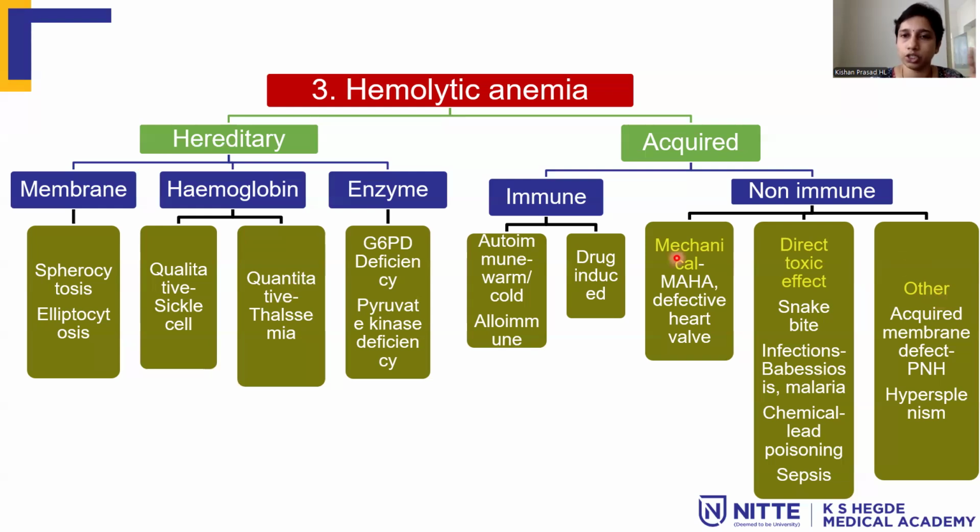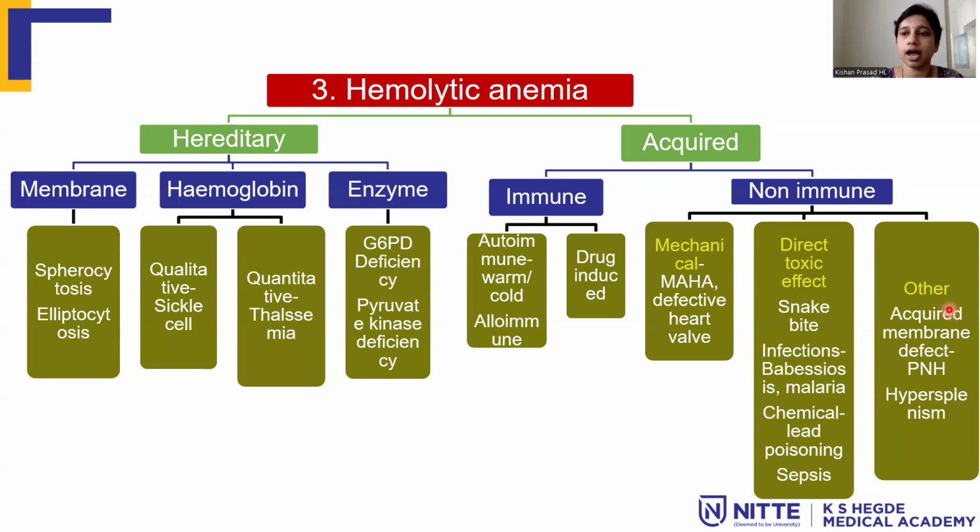Mechanical injury to the RBCs can be because of microangiopathic hemolytic anemia, where there will be a thrombosis in a small blood vessel. When RBCs pass through these blood vessels, there will be destruction of the RBCs, leading to hemolysis, or there is a defective heart valve. Direct toxic effect on the RBCs can be because of snake bite, or some infection affecting the RBCs like babesiosis or malaria, or some chemical like lead poisoning, or sepsis.